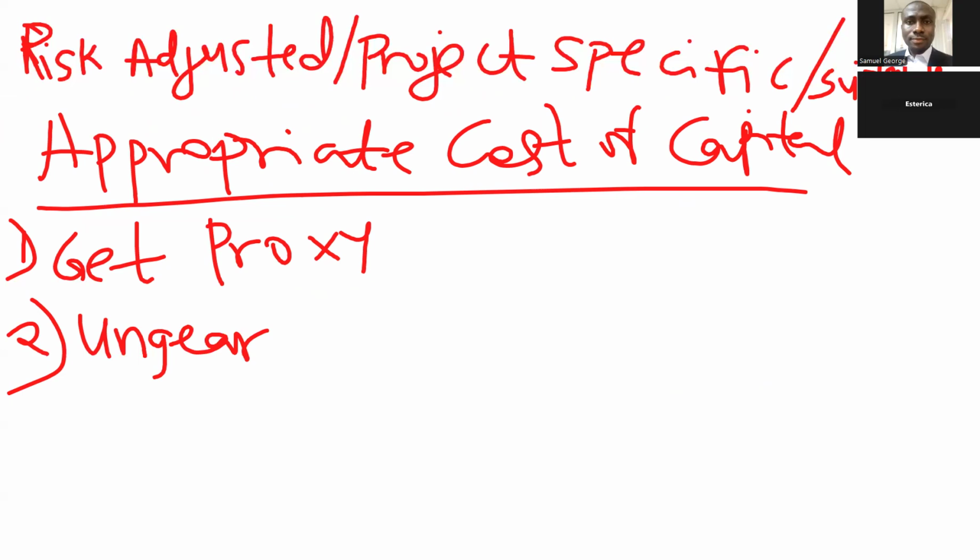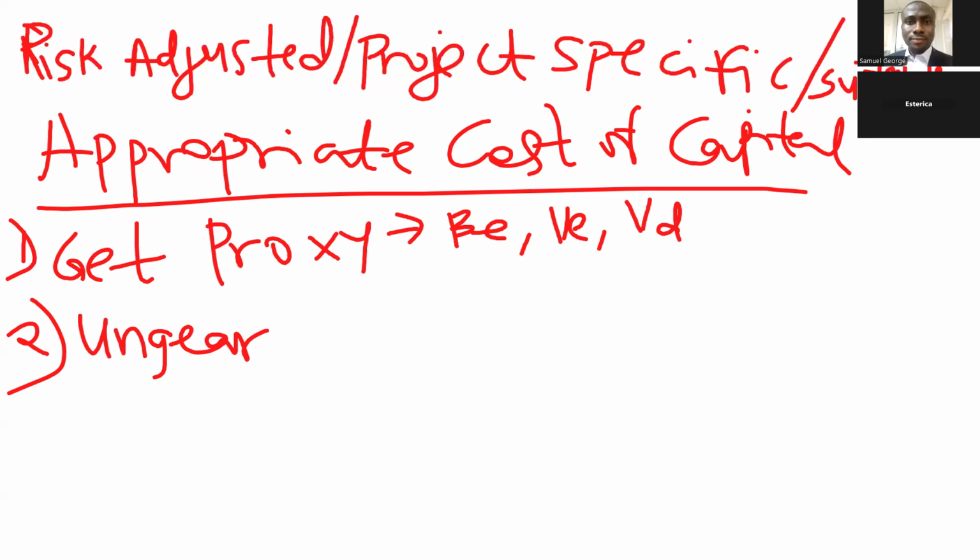Step 2, you ungear. Now, it is possible that when you are getting proxy, you will get three basic things. You will get the beta equity of the proxy. You will get the value of equity of the proxy. You will get the value of debt of the proxy. Three basic things that you are going to get. So this beta equity, please pay attention to this explanation. It's important.